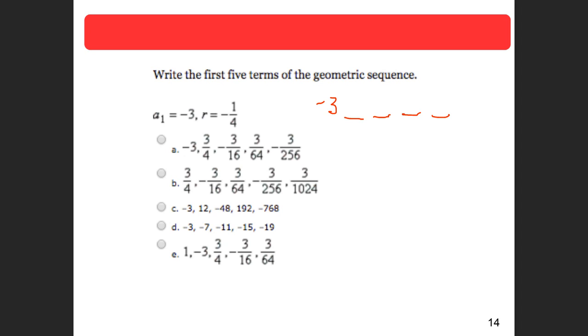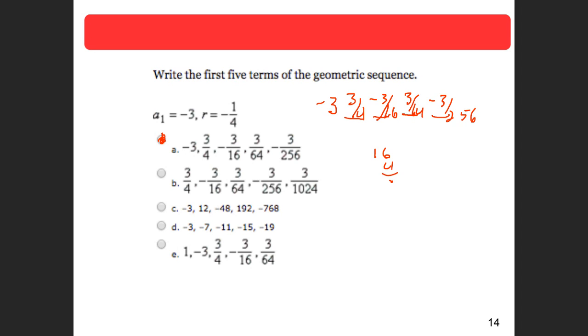So -3 times -1/4, that's going to be positive 3/4. Then I have to multiply by -1/4 again. So that's going to give me -3/16. Then I have to multiply by -1/4 again. That's going to be positive 3 over 16 times 4, what is that, 64? And then I multiply it again. It's going to give me negative 3 over 256. So I'm going to go with letter A. There are a lot of letter A's today in our answers.